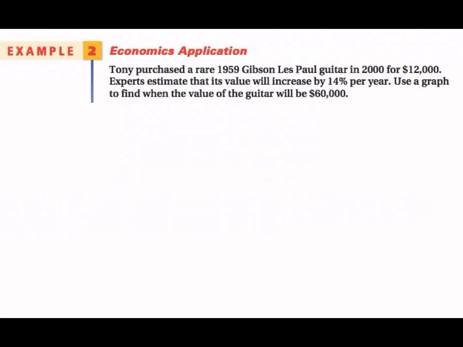So let's look at our first example. It says a guitar was purchased in the year 2000 for $12,000 and it will increase by 14% per year. So notice it says increase. That means we're dealing with growth. So I'm going to use the formula 1 plus R because it's growth. And then we're going to use our graph to find when the guitar will be $60,000. So if you don't have a graphing calculator at home, you're going to want to use Desmos, which is okay because Desmos is actually a little bit more user-friendly, especially for problems like this.